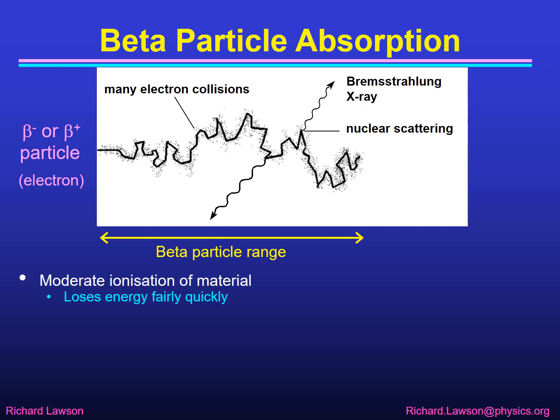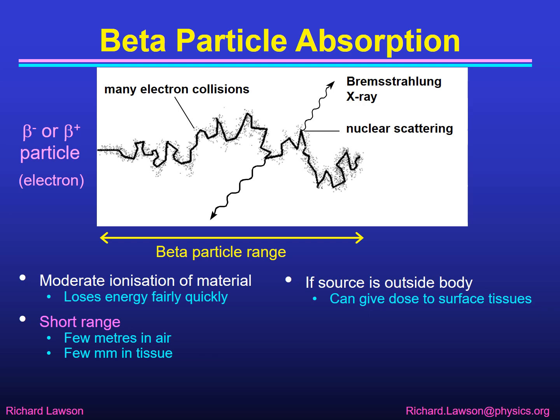It only produces a moderate amount of ionization, so it loses energy fairly quickly, but not as quickly as an alpha particle. And so it's got a short range, which in air is typically a few meters. So beta particles will pass from one side of a room to another in the air, but in human tissue, the range is just a few millimeters.